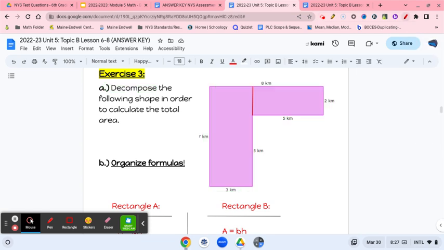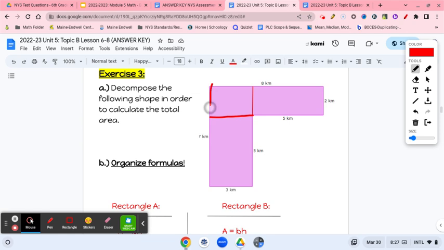Some of you may have broken apart here. So you have this top one, and then you have a separate bottom one. That's fine too. There are two ways that you can do this. I am cutting it vertically, but as long as you did the formula, regardless of where you cut it to make rectangles, when we add our two areas together, we should end up getting the same thing. So just because I decomposed it with this vertical line doesn't mean if you did it sideways, it's wrong.